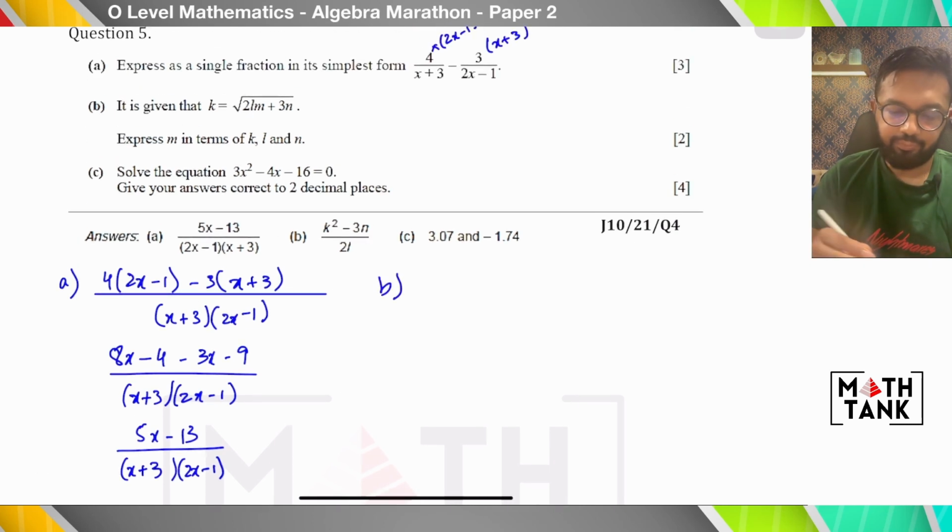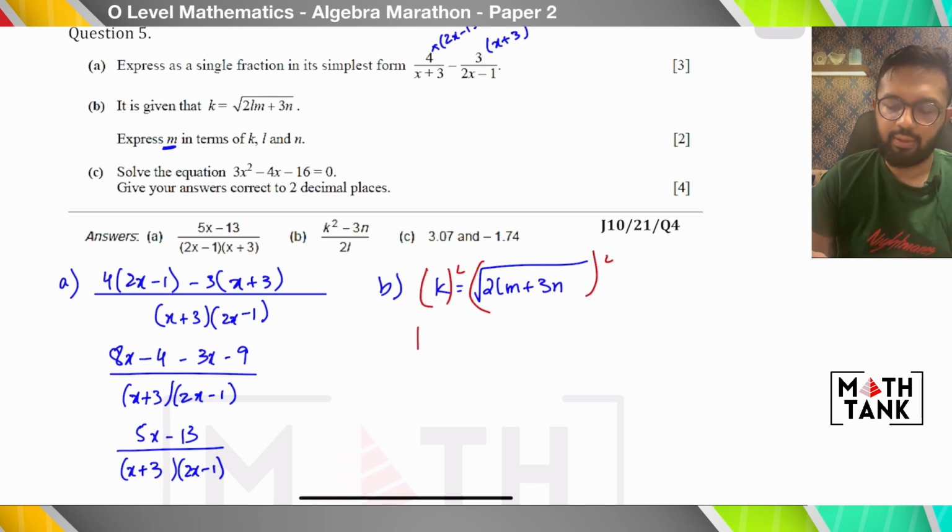Part B. Express m in terms of k, l, and n. Okay, so I have to make m the subject. First, I'm going to remove the root by squaring both sides and say that this is k squared equals 2lm plus 3n. Then I can move 3n to the other side because I need to express m. So m equals (2k squared minus 3n) divided by 2l.